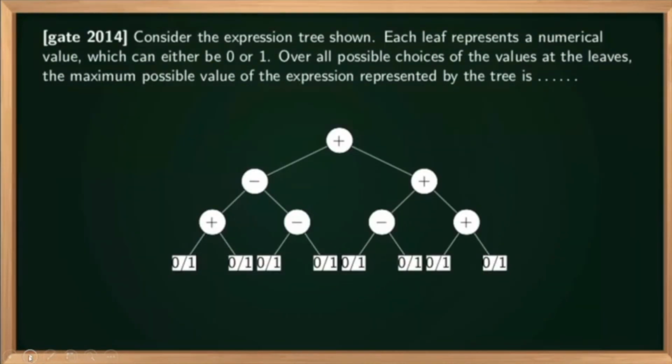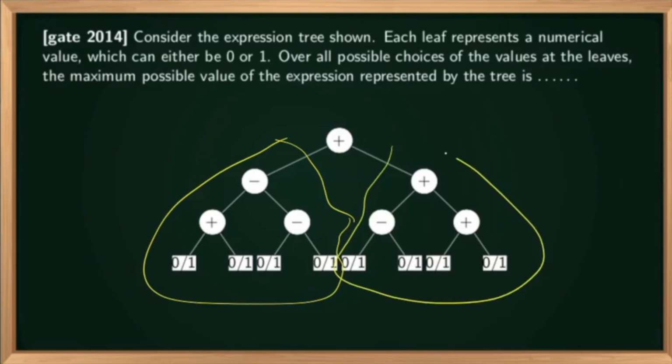I will give you 1 minute. Basically I want to get the maximum value. Whatever this tree evaluates to, plus I am evaluating this value. So the maximum value means this portion should be maximum as well as this portion should be maximum. But here we are doing a minus operation, so I need maximum value in this portion and minimum value in this portion because I am doing minus.